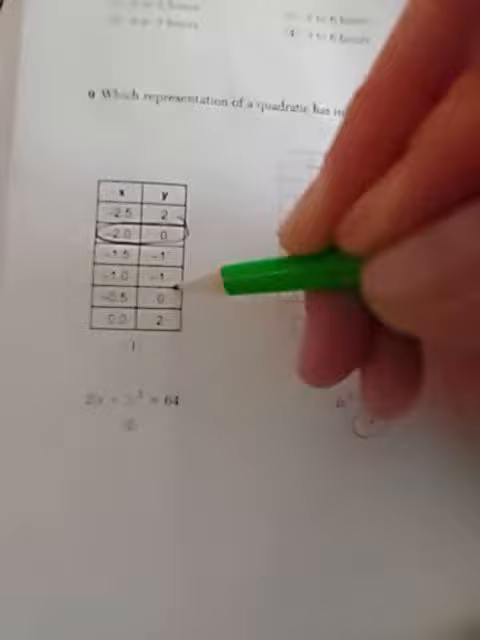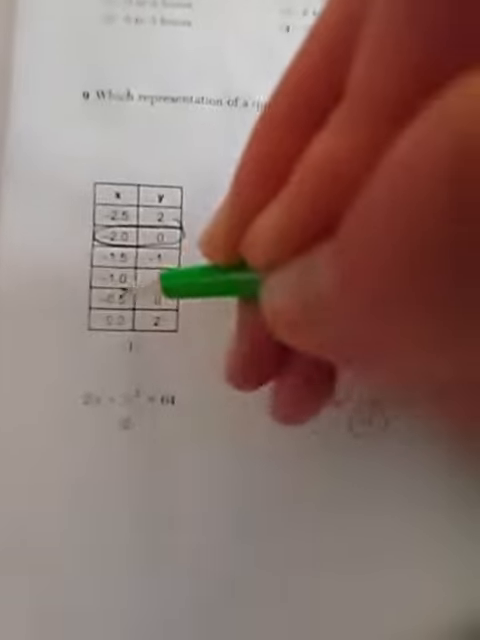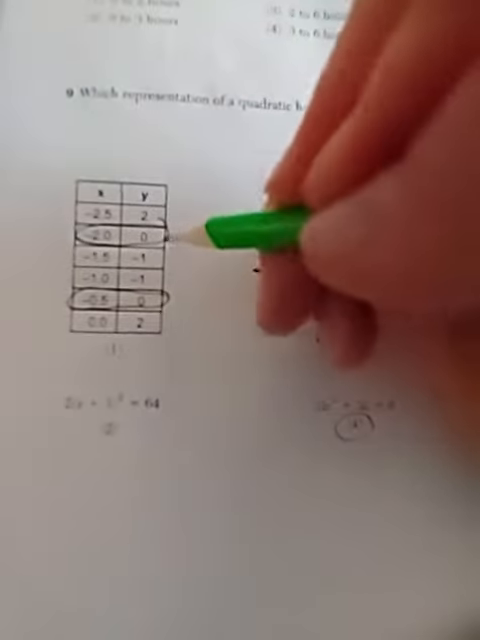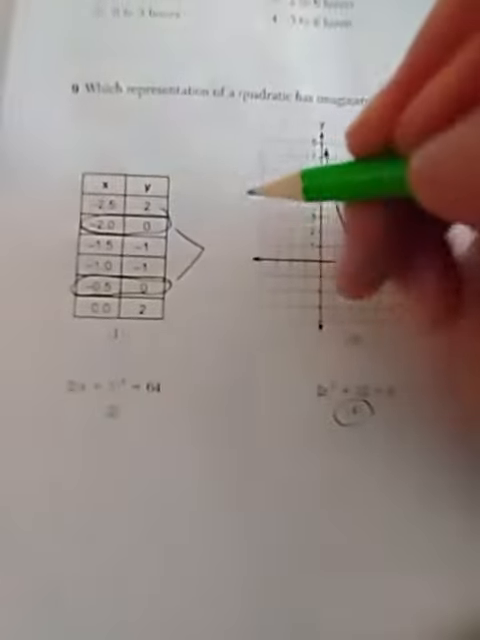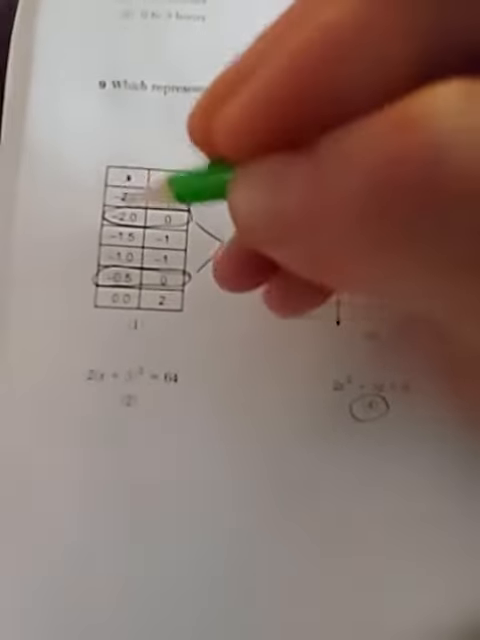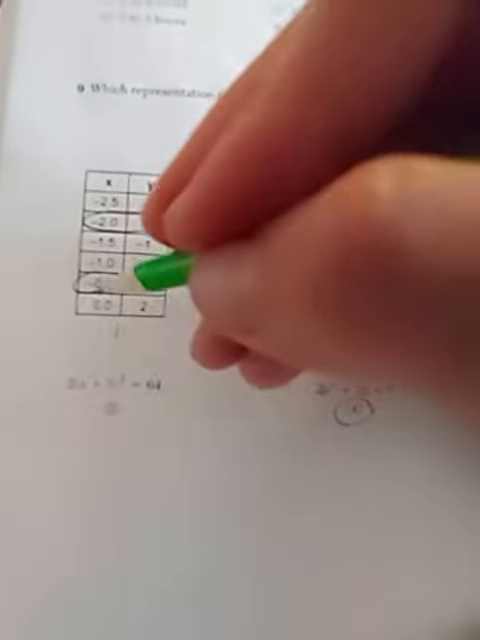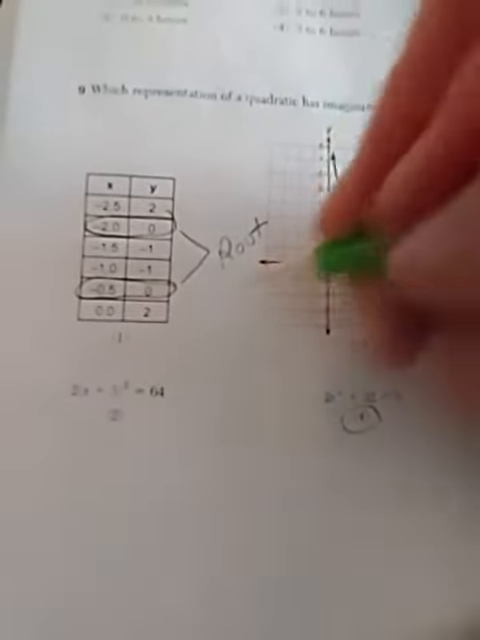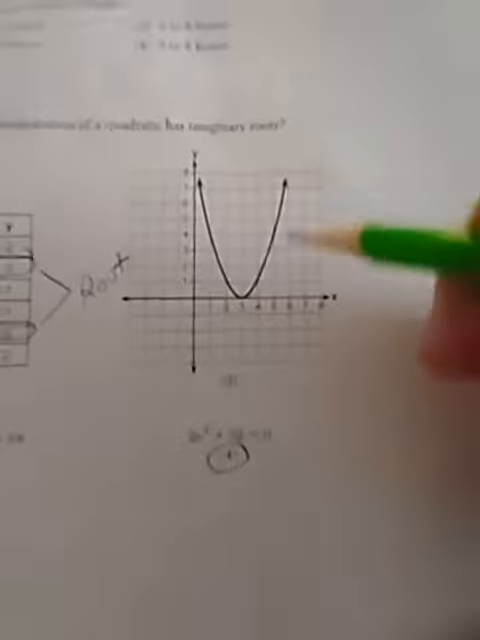If you look at the table for this function, I can see that there are 2 real roots here. Here's one, and here's one. The roots are found when y is equal to 0. So I have 2 real roots. I don't have any i's. I have a -2 and a -0.5. So this function has real roots.